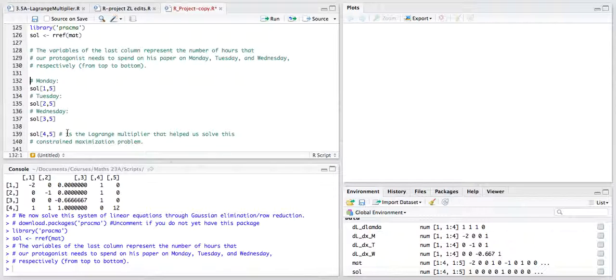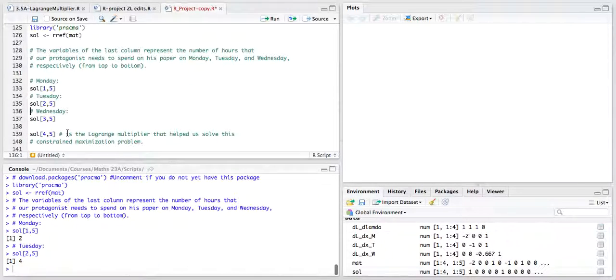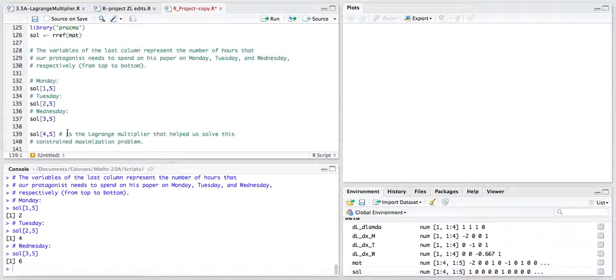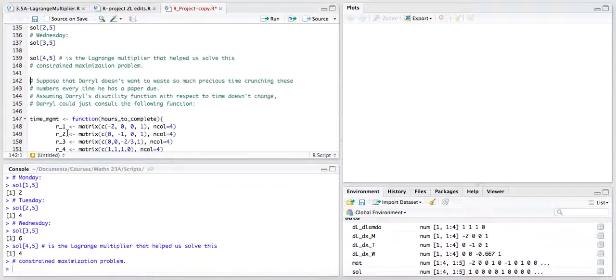So on Monday, Daryl will spend 2 hours on his paper. On Tuesday, he'll spend, looks like 4 hours on his paper. And on Wednesday, he'll spend 6 hours on his paper. And then entry 4, 5, in the fourth row, fifth column, is the solution for the Lagrange multiplier, which just helped us solve this problem.